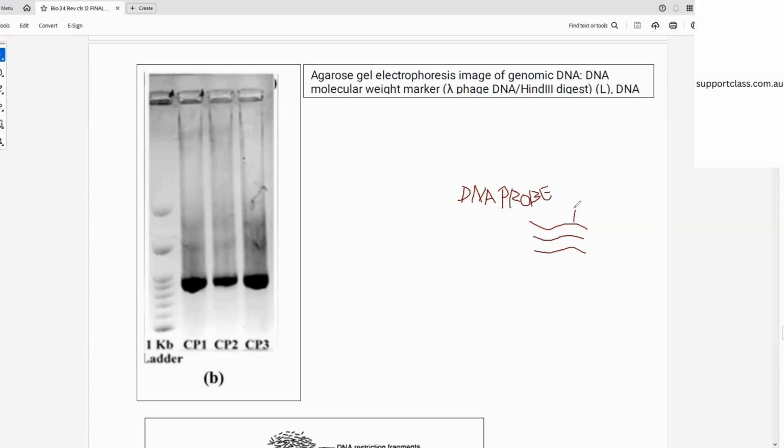So what is a DNA probe? You put a label on every single PCR fragment. It is a radioactive label, like a radioactive phosphate molecule. Right? The phosphate group, the phosphate branch, but this phosphorus is radioactive phosphorus.